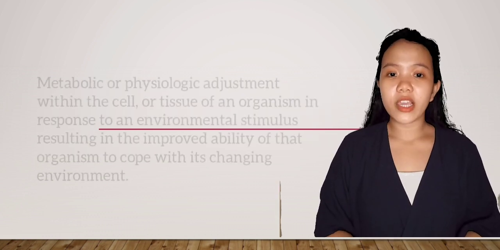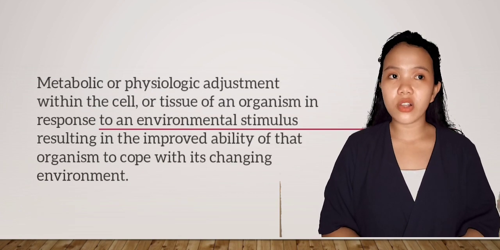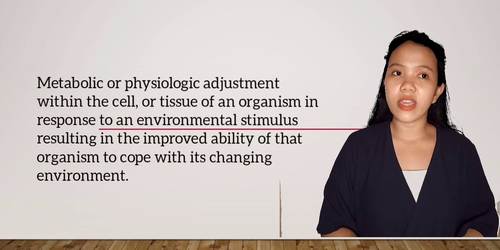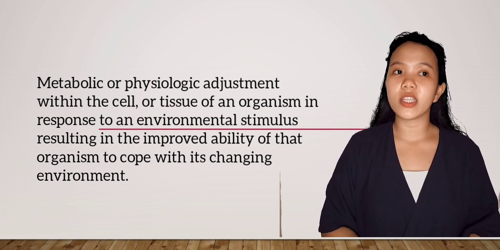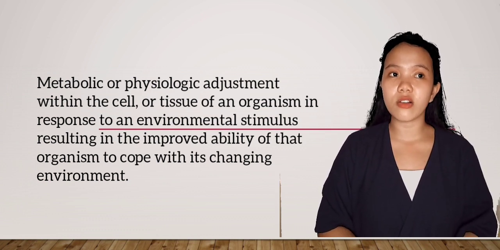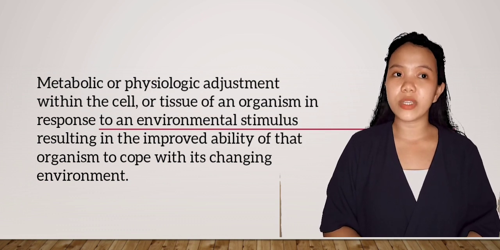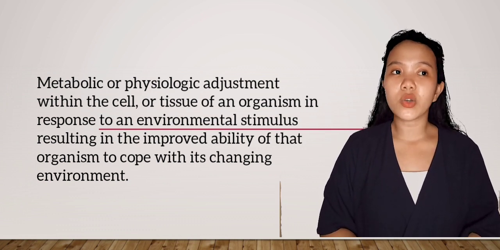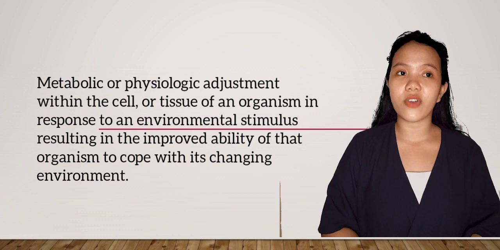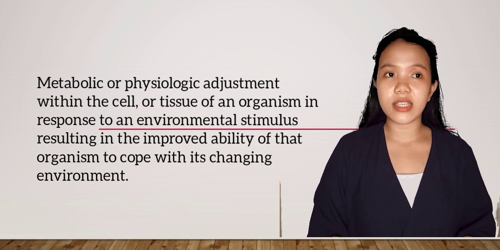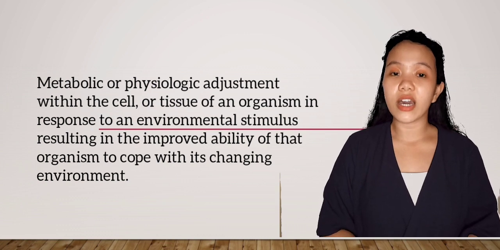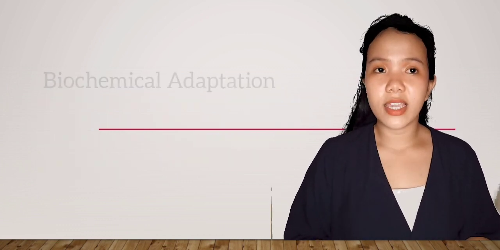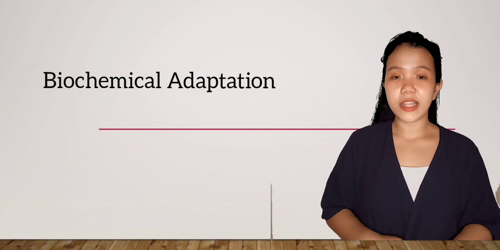A metabolic or physiologic adjustment within the cells or tissues of an organism in response to an environmental stimulus results in the improved ability of that organism to cope with its changing environment. An example of this is the formation of poisons for defense in cactus plants. The third one is the biochemical adaptation.